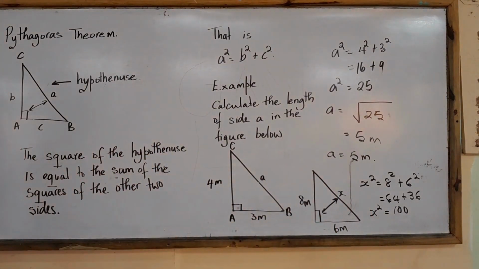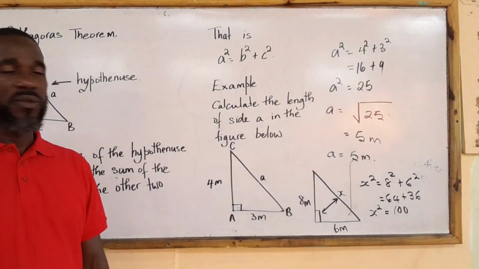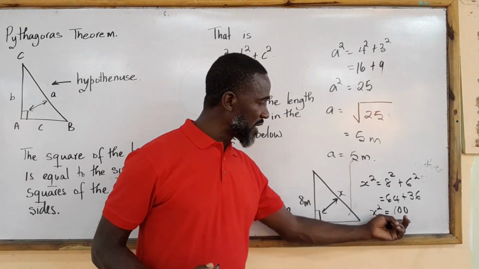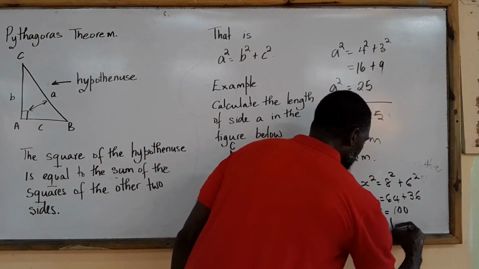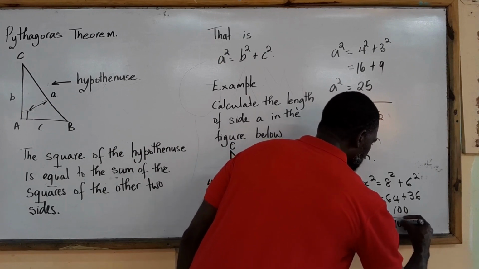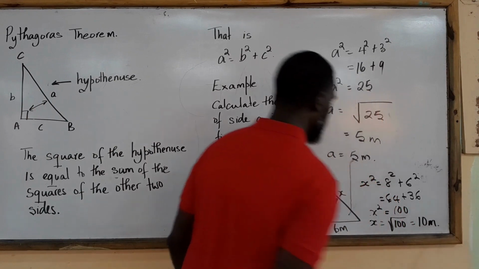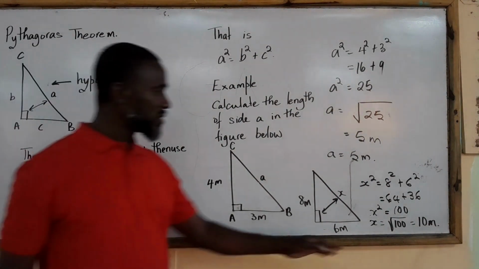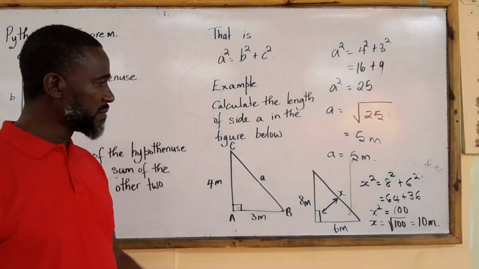X squared is equal to 100. 36 plus 64 gives you 100. So what number when you multiply it by itself gives you 100? 10. Therefore X is equal to the square root of 100, which is 10 meters. So that's one way of applying Pythagoras theorem.